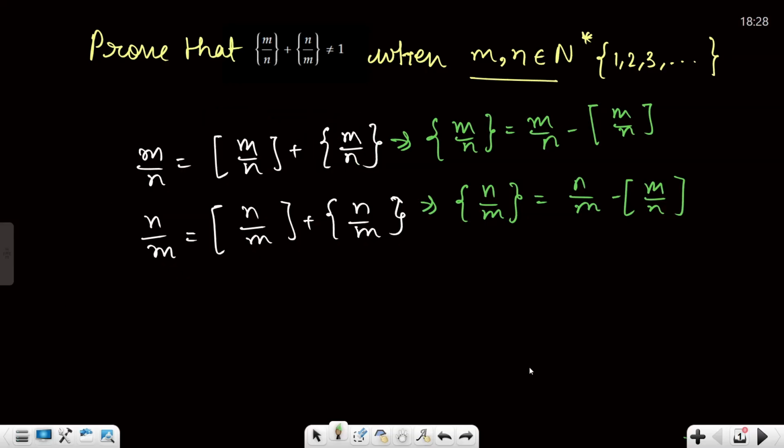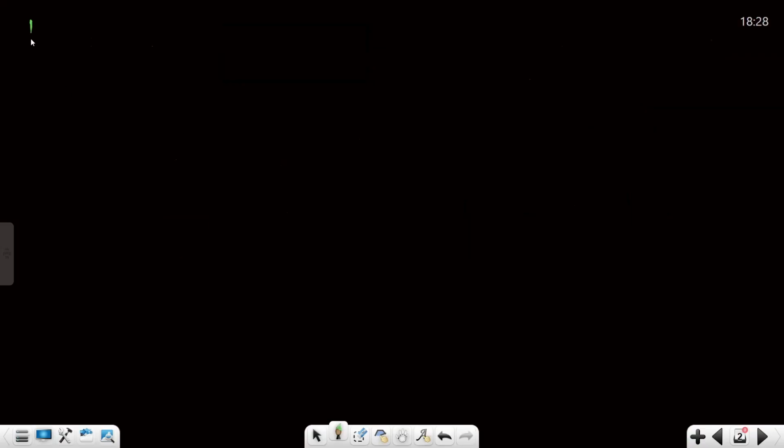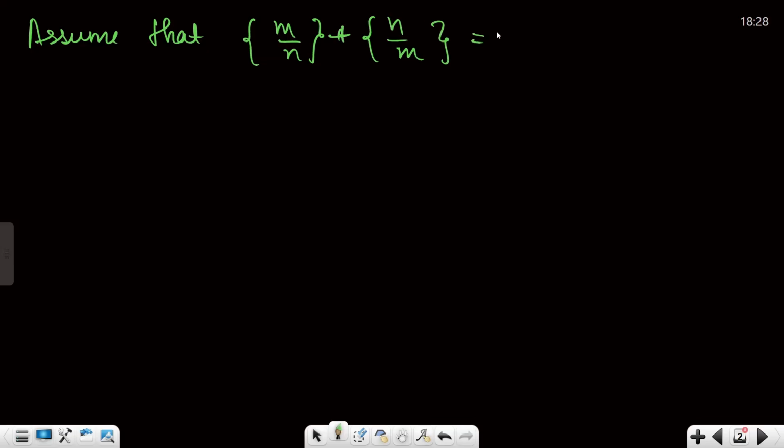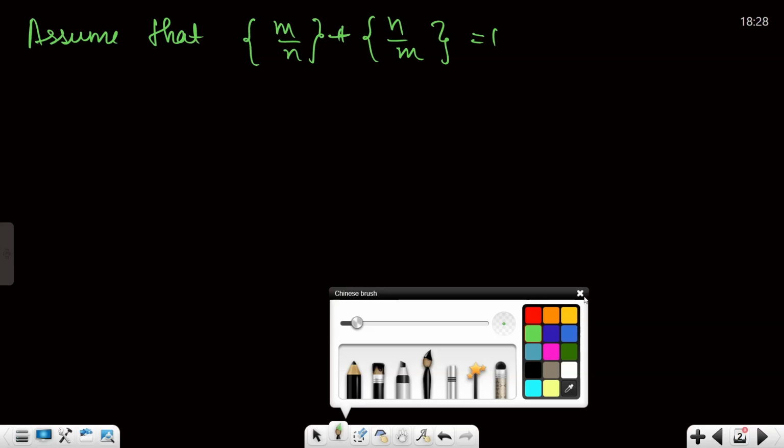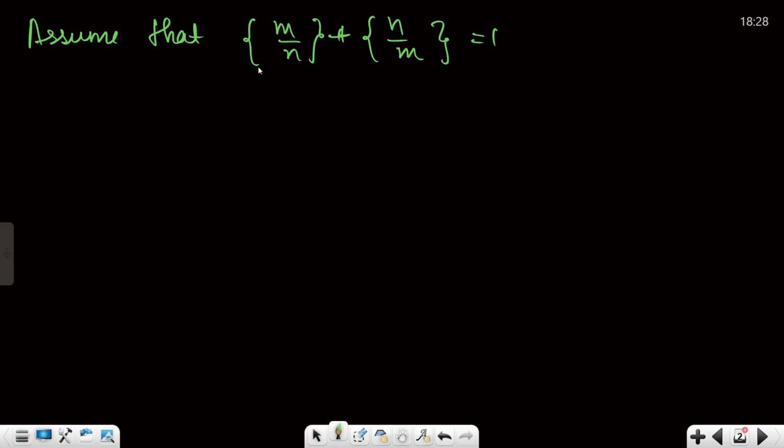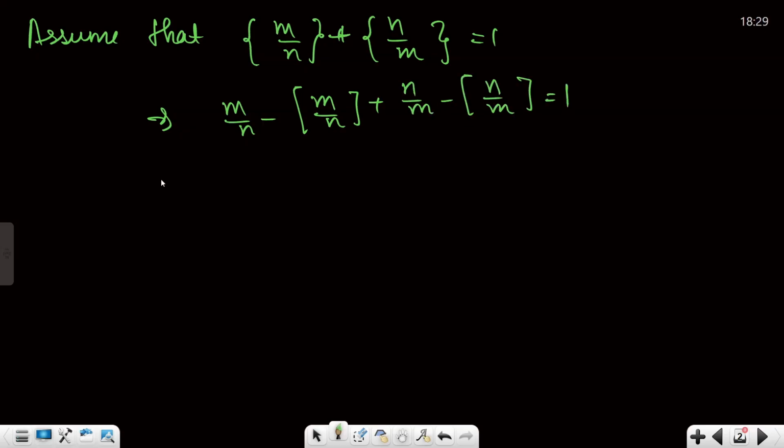So for this, we are going to assume the counter statement of the question, a proof by contradiction. So let's assume this to be 1. Now from the previous slide, you can rewind the video and see that we'll be substituting these values. So we have m by n, which is this, and we have n by m, which is this. Now I'll be transposing the greatest integer functions to the RHS. Let's just do that really quickly.